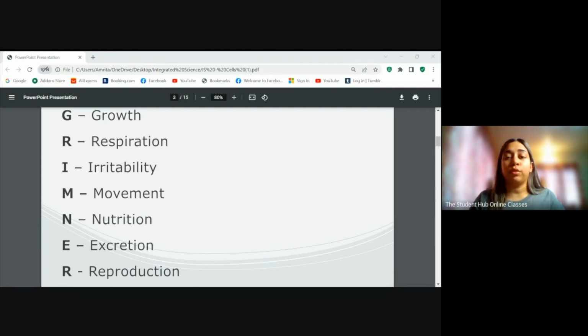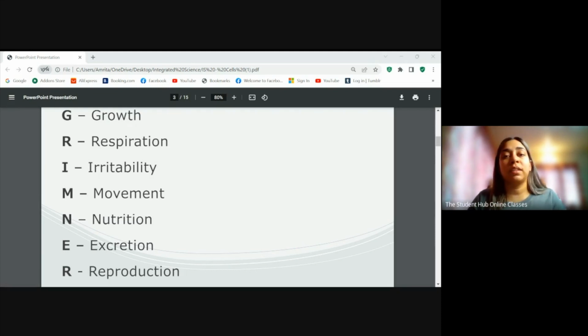So we're going to go through what each of those processes entails, right? So in order to know if this is classified as a living thing, once it possesses all 7 of those characteristics, then we can say, okay, this is a living thing, right? So let's start with G. G stands for growth, right?